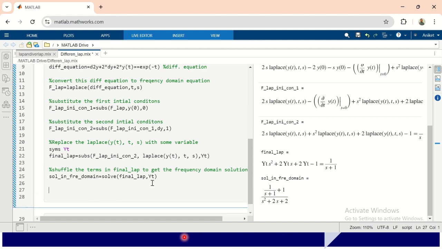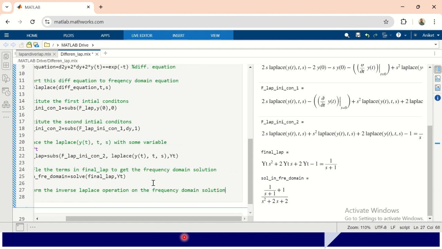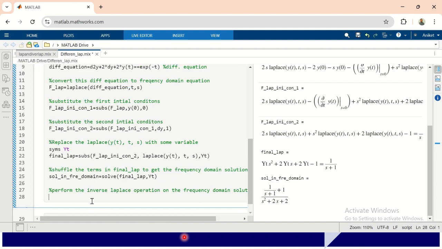Now to obtain the solution, perform the inverse Laplace operation on the frequency domain solution. So how to do that? I will write this function as y of t. y of t is nothing but the solution, equal to inverse Laplace.